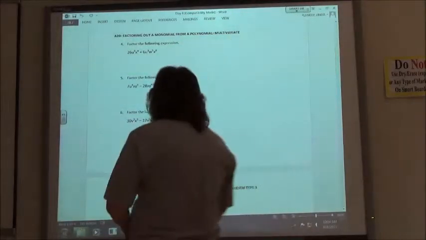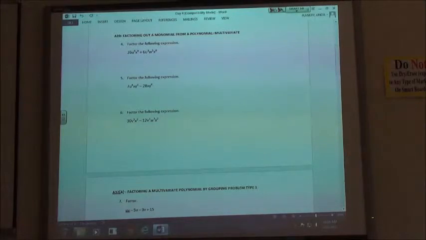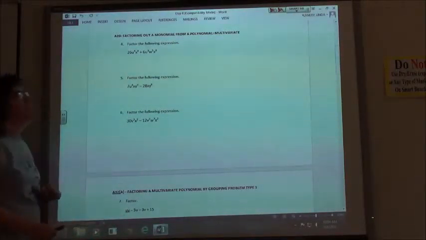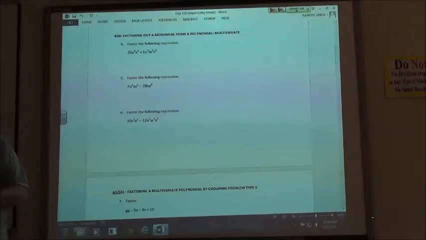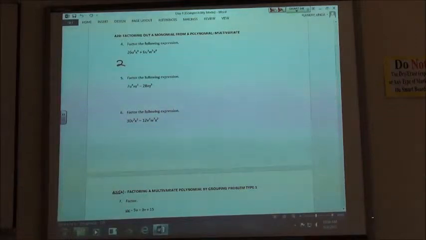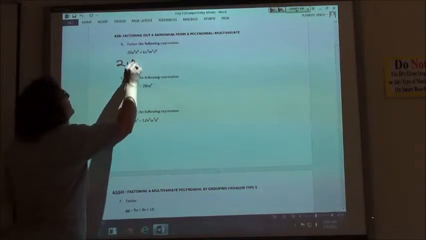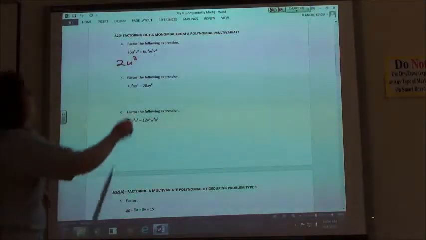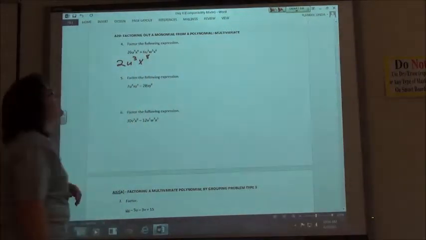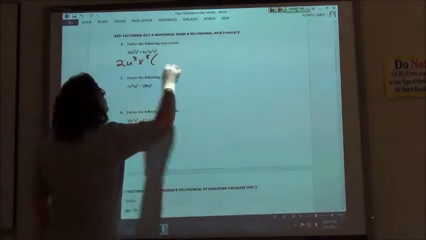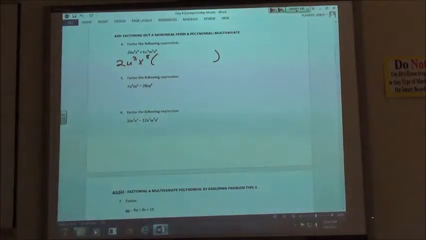So we are going to factor now a multivariate polynomial. If I have 26 and 6, their greatest common factor would be 2, right? I have a u to the 9th and a u to the 3rd, so I would use the lower one, the u to the 3rd. I have an x to the 8th and an x to the 8th, which are the same thing. And although the one has a w, the other one doesn't, so it doesn't have those in common. So 2u to the 3rd x to the 8th should be your greatest common factor.